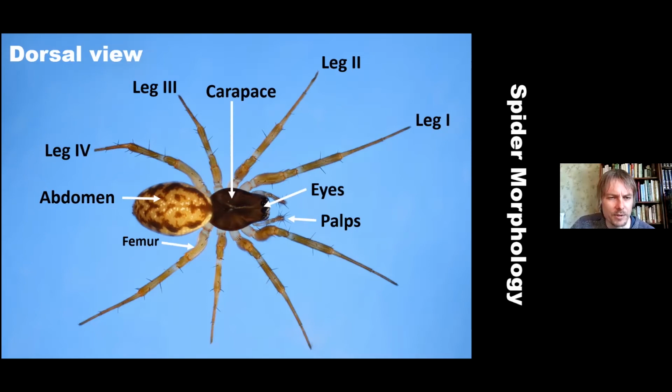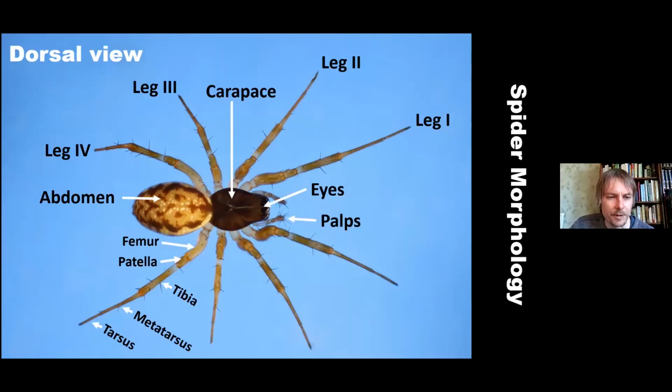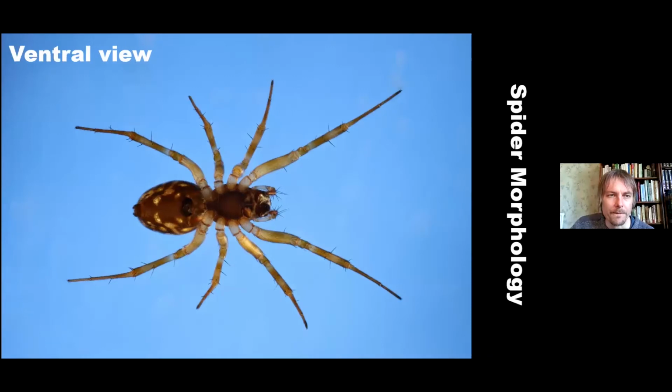Leg segments, you're probably familiar with these terms. So the big bit down at the base is the femur, the patella, the knee, the tibia, shin, and then metatarsus and tarsus. So tarsus is the foot. So it's quite important to know where the tibia and the metatarsus is, because we'll be using those leg segments for identification. So bear that in mind.